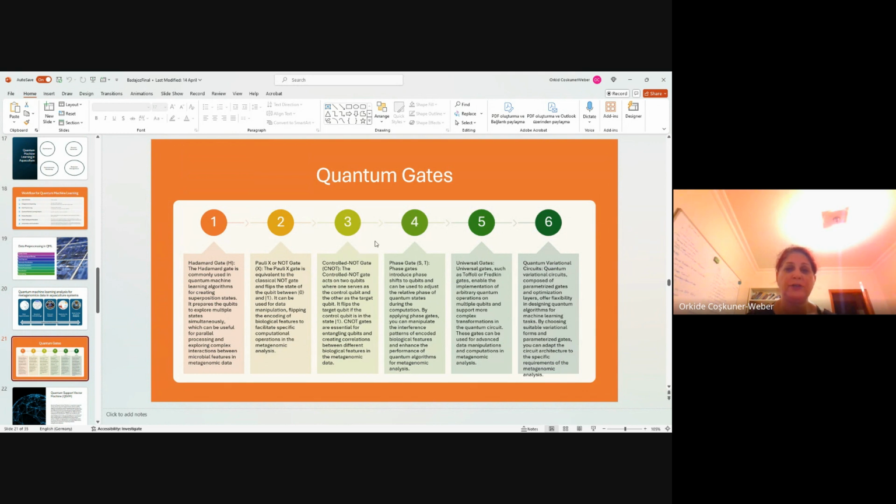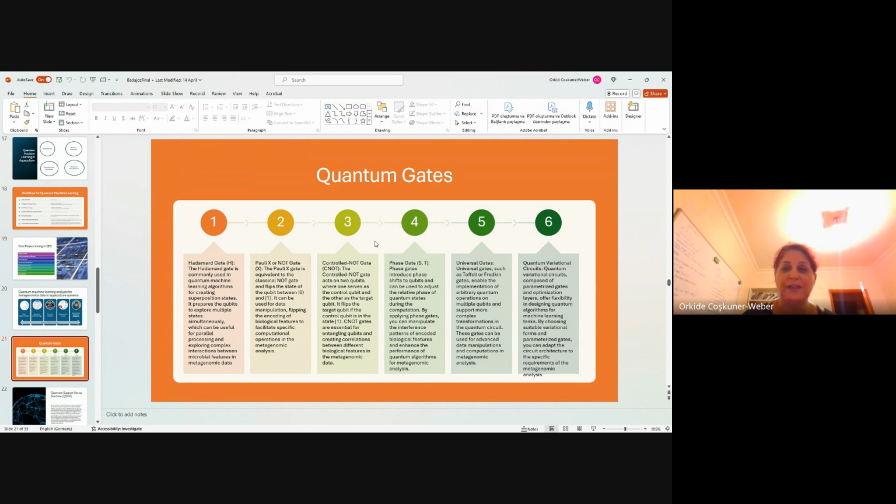The controlled NOT gate acts on 2 qubits, where one serves as the control qubit and the other as the target qubit. It flips the target qubit if the control qubit is in the state 1. CNOT gates are essential for entangling qubits and creating correlations between different biological features in the metagenomic data.